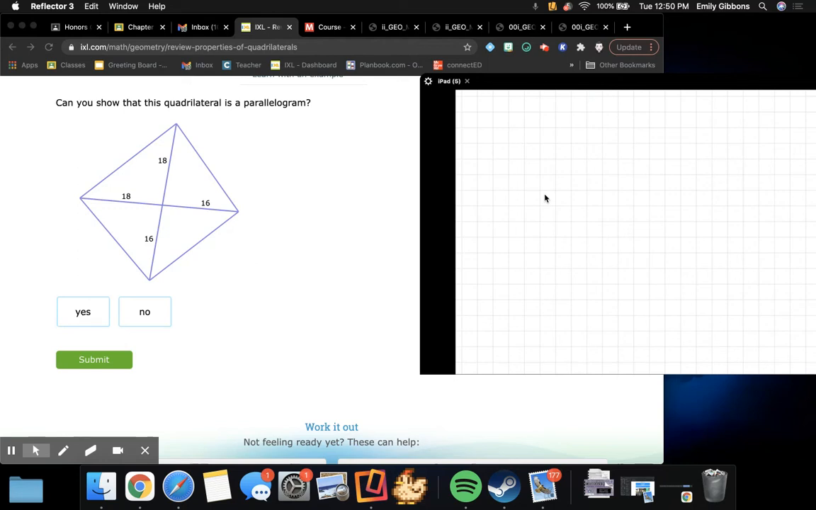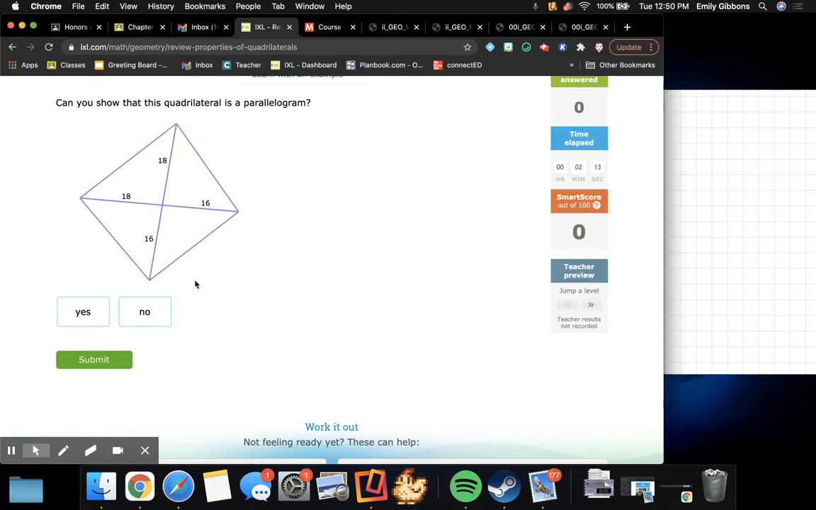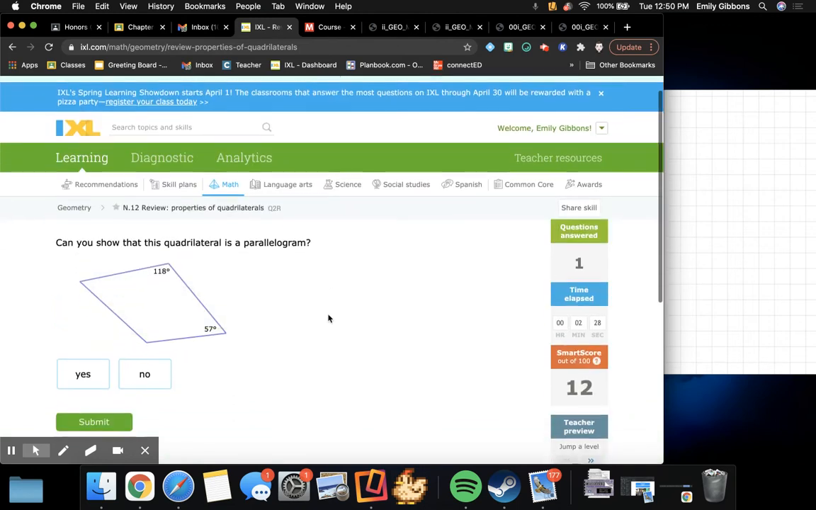So let's give this a try. Can we show that this quadrilateral is a parallelogram? Basically, what I'm looking at here is the lengths of the diagonals, and I immediately can say no for this one, because a parallelogram, by definition, if you look at your chart, says that we bisect our diagonals with the other diagonals. So this is no, that's not bisecting.